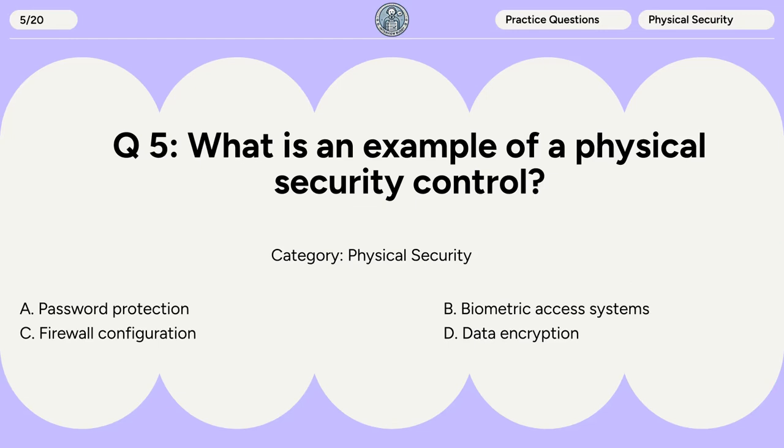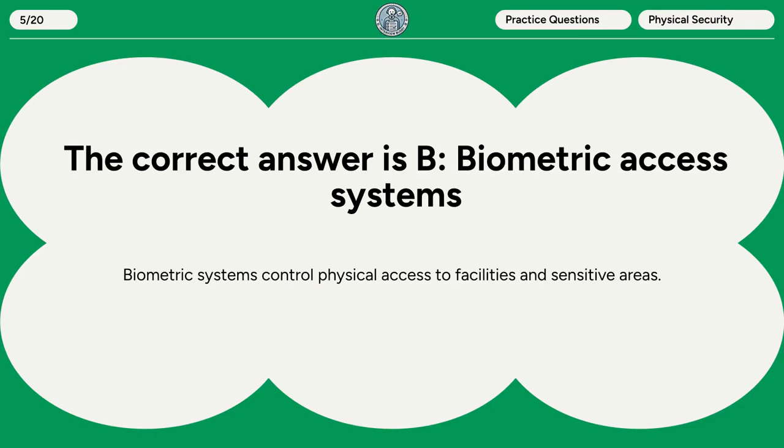Question 5. What is an example of a physical security control? A. Password protection. B. Biometric access systems. C. Firewall configuration. D. Data encryption. The correct answer is B. Biometric access systems. Biometric systems control physical access to facilities and sensitive areas.